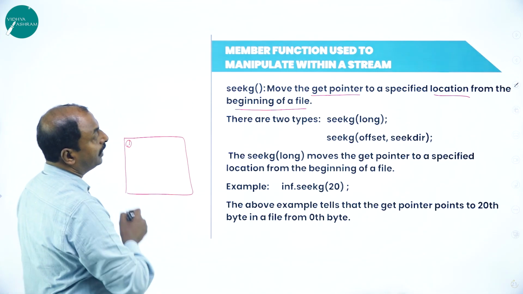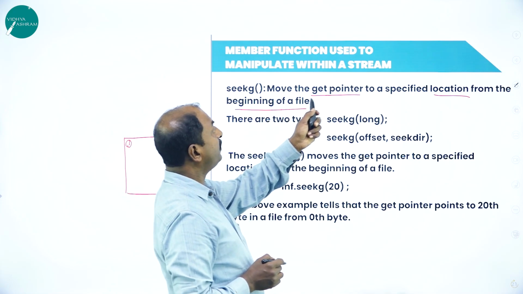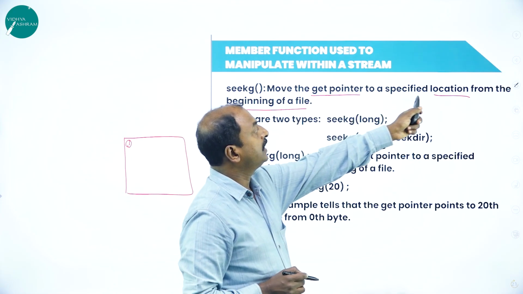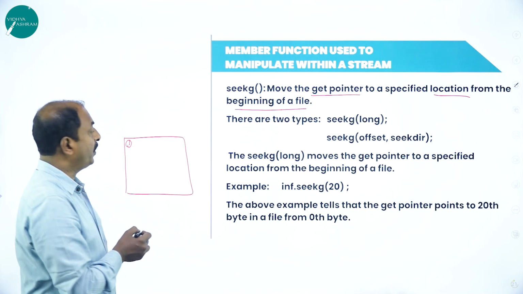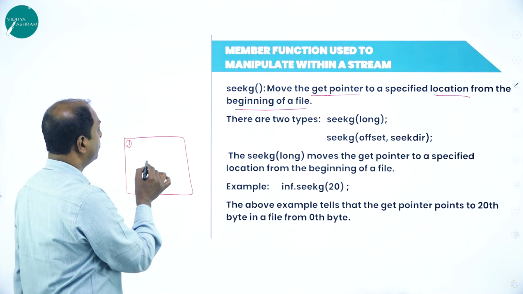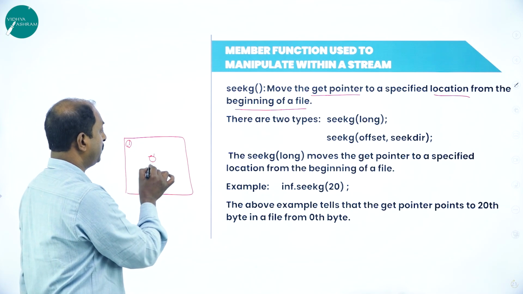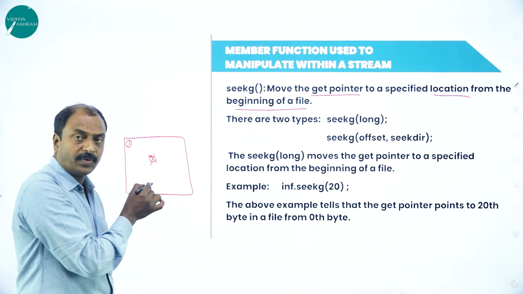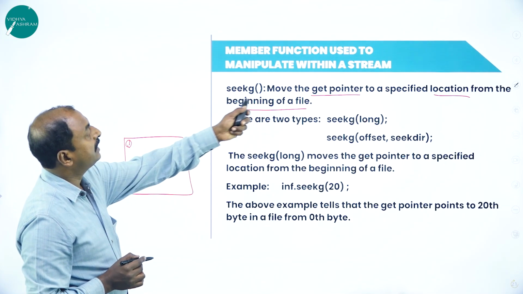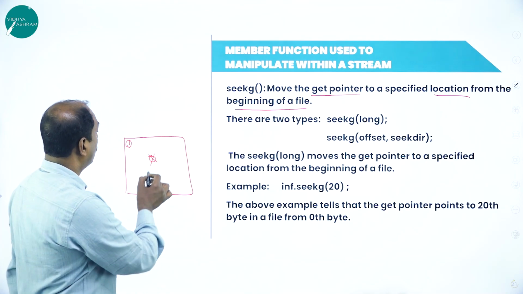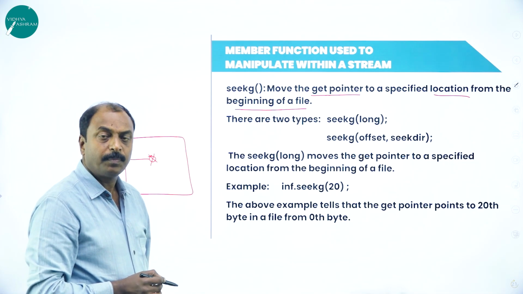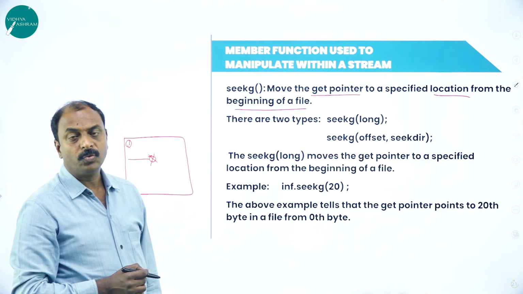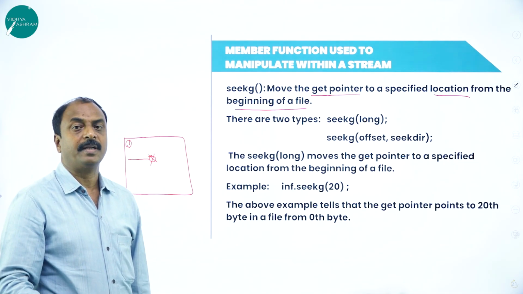So the seekg function helps us move the get pointer to a specified location from the beginning of the file. Suppose I want to move from here to this particular location within a file, I can make use of the seekg function. Accordingly, we can move to the respective byte in a particular file, and then we can do any changes or manipulations.